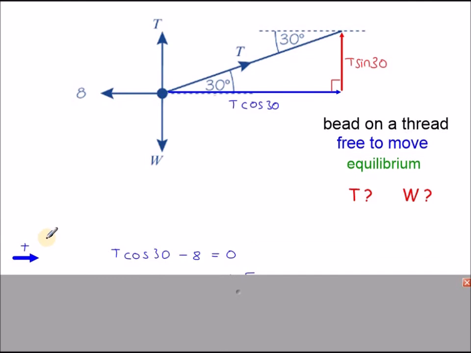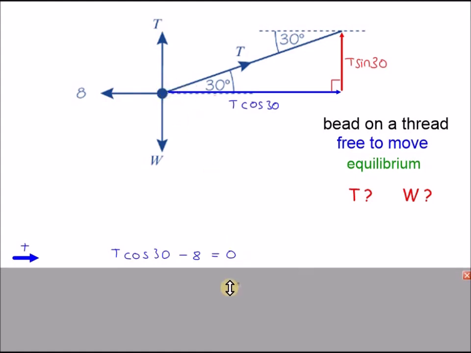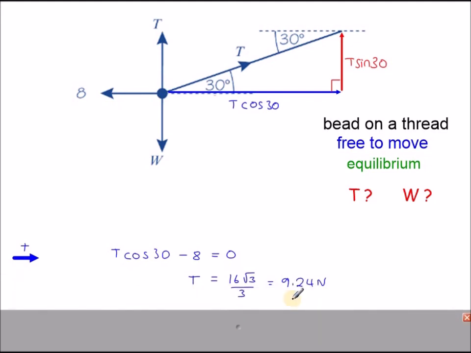So resolving forces horizontally and taking this as the positive direction, we have T cos 30 minus 8 equals 0. The resultant force in any direction is 0 because the bead is static, it's not moving. And then we solve this equation to work out T, the exact value of T and a rounded value.